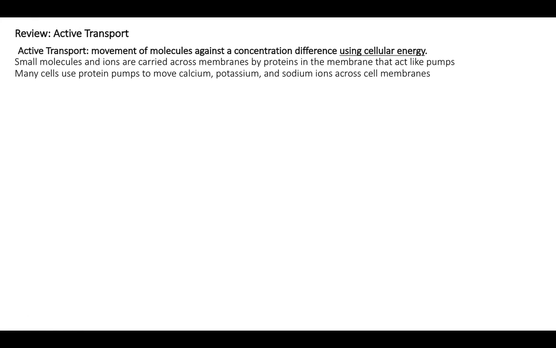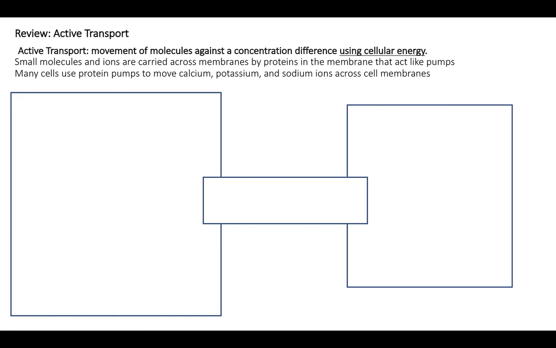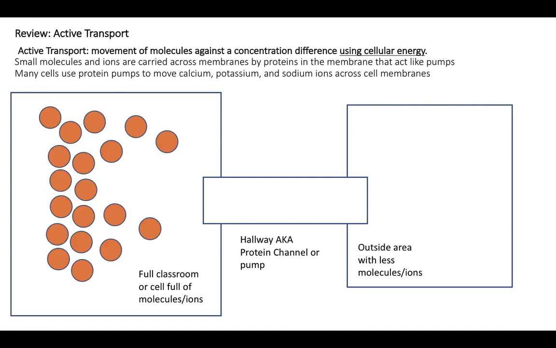Now, last one, active transport. So there are many different types of active transport. For now, you just need to understand the basic definition. Okay, so here's the hallway, and now it is also a protein channel or a pump. Okay, so the only difference is now this protein channel has a pump. Okay, it has some energy involved with it. Okay, here's my outside area with less molecules and ions, and there's my classroom. Okay, so in my classroom, it's full. I have a lot of students, okay? So full classroom or cell full of molecules, ions, or students, however you like to think of them, okay?